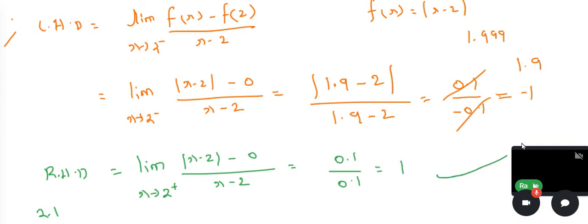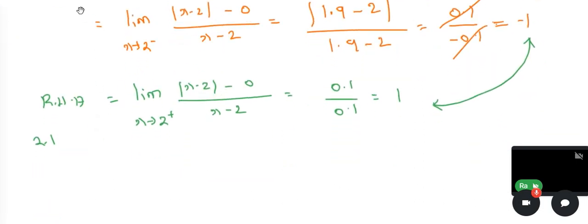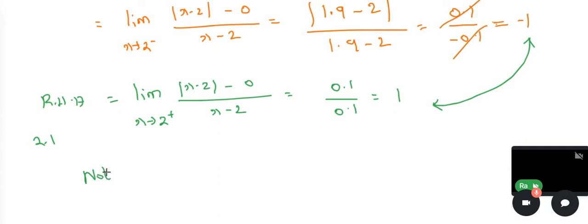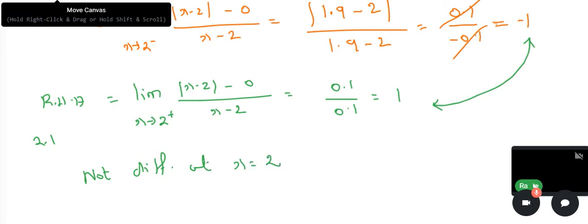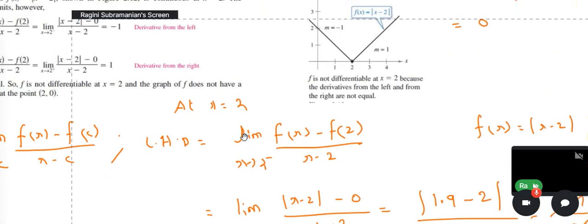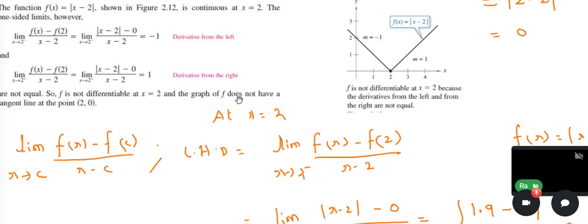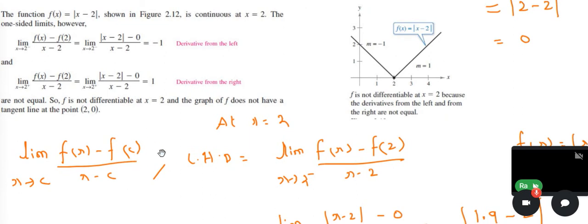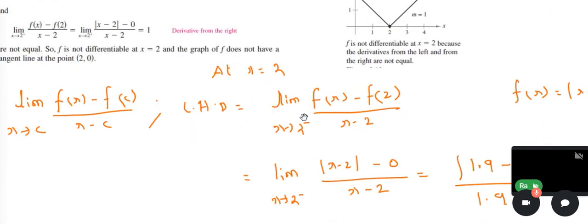So these two values don't coincide. Left hand derivative is minus 1, right hand derivative is 1, they don't coincide. So we can say that it is not differentiable at x equal to 2. Okay, so this is how we have to test whether our given function is differentiable or not, if you have to go according to the mathematical definitions.